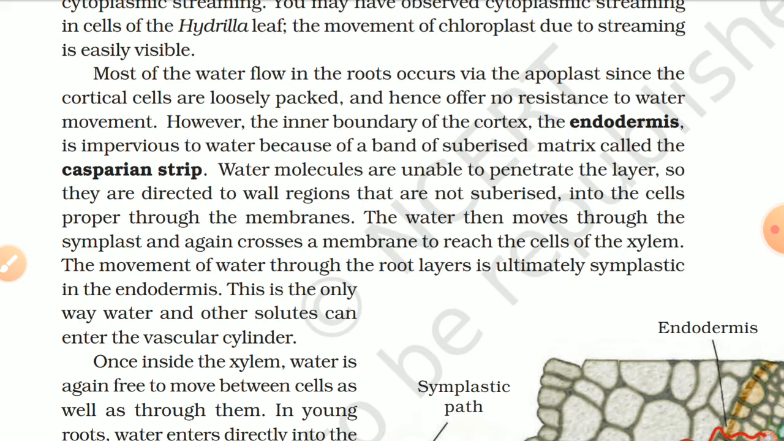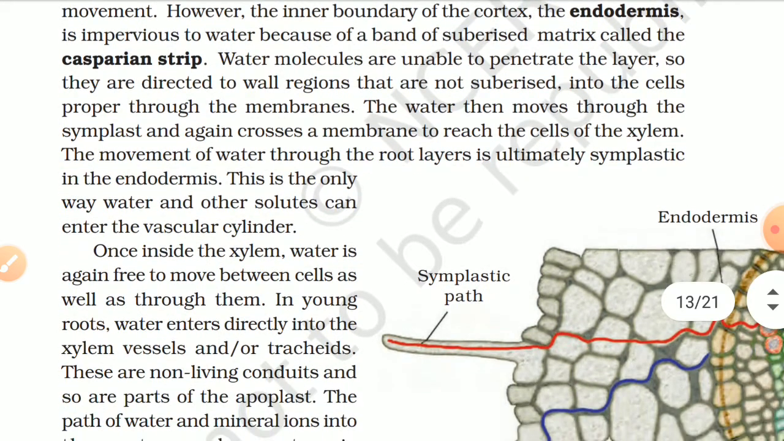However, the inner boundary of the cortex, the endodermis, is impervious to water because of a band of suberized matrix called the Casparian strip. Water molecules are unable to penetrate the layer, so they are directed to the wall regions that are not suberized into the cell proper through the membrane. The water then moves through the symplast and again crosses a membrane to reach the cells of the xylem. The movement of water through root layers is ultimately symplastic in the endodermis. This is the only way water and other solutes can enter the vascular cylinder.